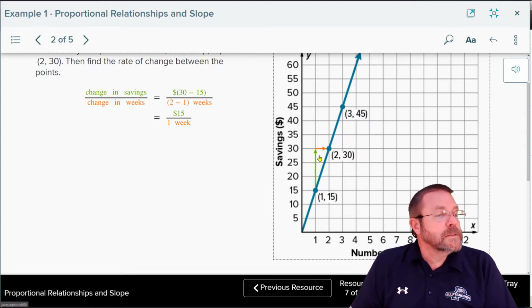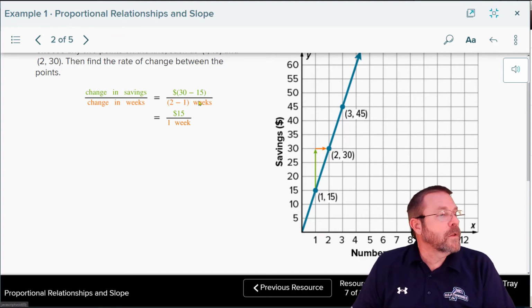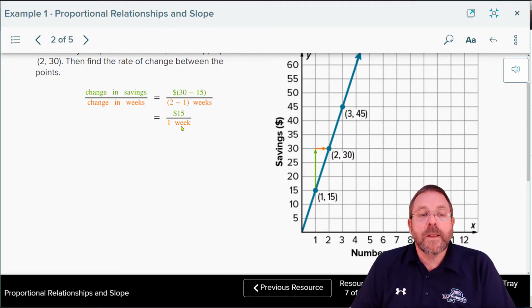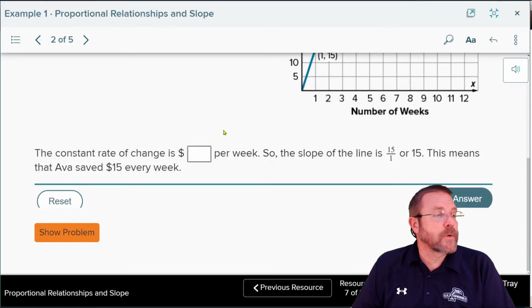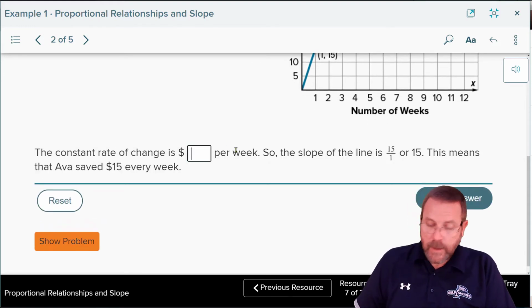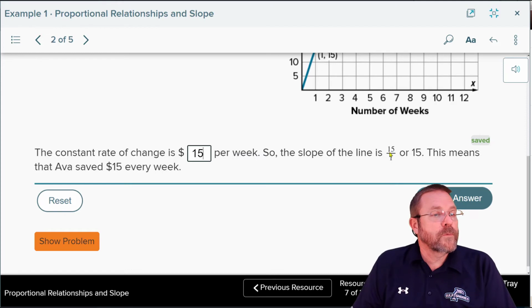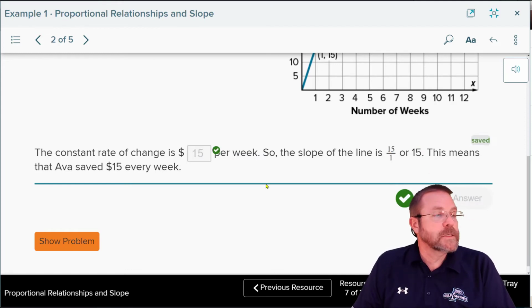So the rises are going to be the change in y. So you have 30 and 15, and you can see right there you get 30 minus 15. And then the runs are going to be your change in x, which is going to be 2 and 1. So you have 2 minus 1, which is equal to 1. So your slope is going to be $15 for every 1 week. That's also going to be known as your rate of change, and it's also going to be known as your constant of variation. So the rate of change is going to be $15 per week. The slope is 15 over 1, or 15, and that means that Ava saves $15 every week.